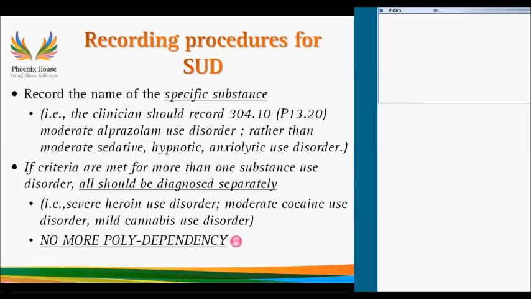When someone does meet criteria for more than one substance use disorder, all will need to be diagnosed separately. So there's no more polydependency. What you would do for that poly user is diagnose severe heroin use disorder, moderate cocaine use disorder, mild cannabis use disorder, just to give you an example of how each one would be diagnosed.